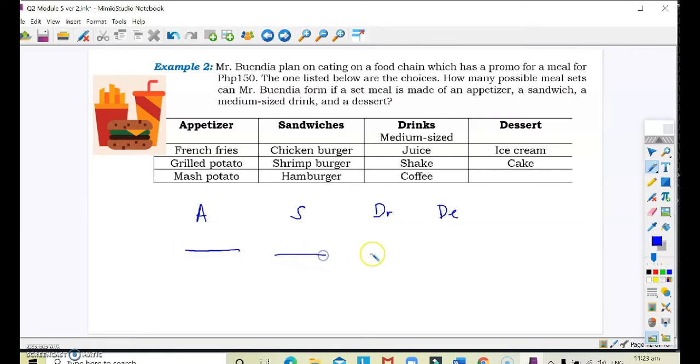How many choices do we have for the appetizer? We have 3 choices for the appetizer. So let's key in 3 here. Multiplied by how many choices do we have for the sandwich? We also have 3 choices. It can either be chicken, shrimp, or hamburger. How many choices do we have for the drinks? We have 3 choices, a juice, a shake, or a coffee. And for the dessert, we have 2 choices. Either we have an ice cream or cake. Multiplying all these values, 3 times 3 times 3 times 2, that would be equal to 54. So, there are 54 possible meal sets that Mr. Buendia can form if a set is made of an appetizer, a sandwich, a medium-sized drink, and a dessert.